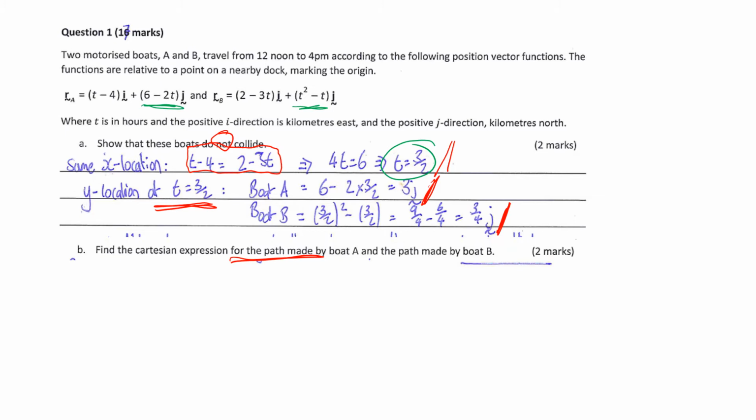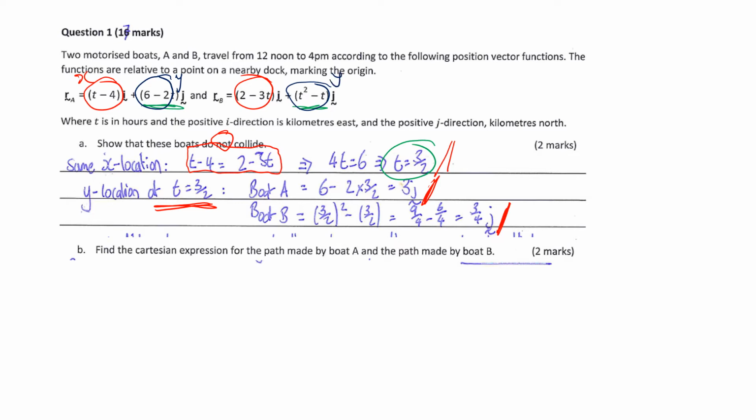Okay, from there we progress to find the Cartesian expression for the path made by boat A and the path made by boat B. All right, so most of you are pretty good at this. You align x with your i component. So that becomes your x. And let me just grab a different color. You align your j components with y. And then you remove the t expressions.